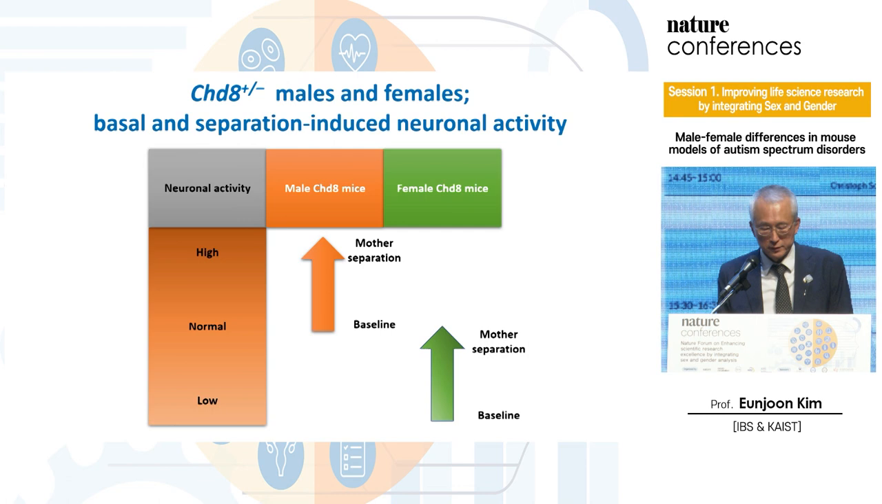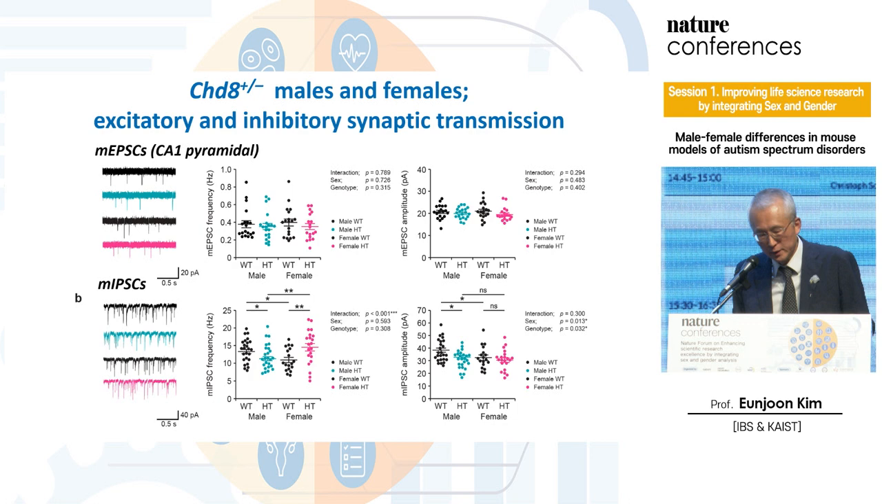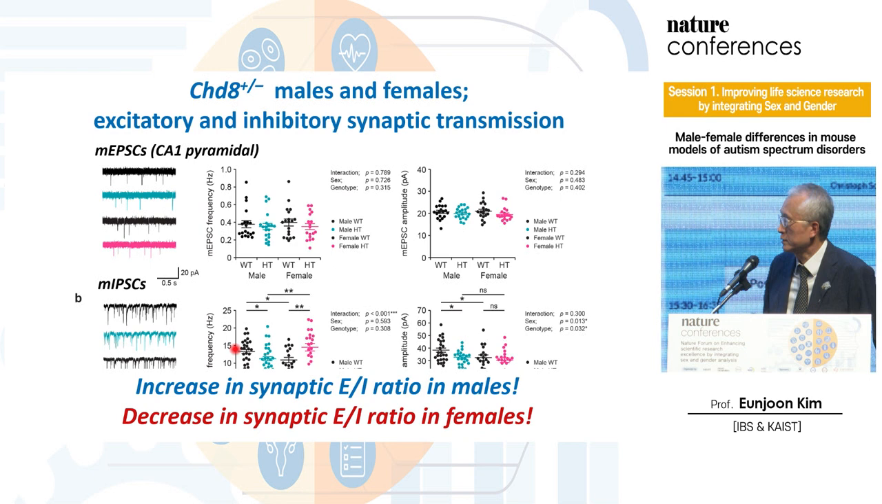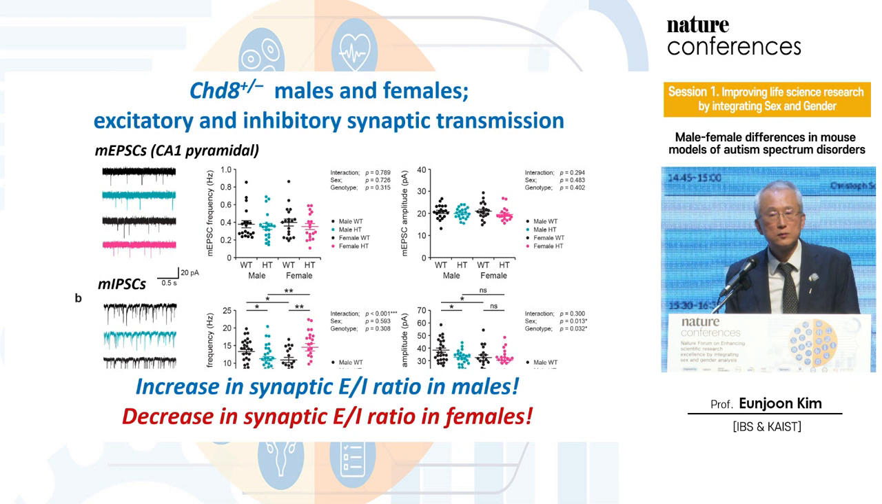So to better understand the molecular and synaptic mechanisms, we measured excitatory and inhibitory synaptic transmission. And then surprisingly, there were no changes whatsoever in the excitatory synaptic transmission. But when we measured inhibitory synaptic transmission, it was decreased in males, but increased in females. So there are some distinct changes in males and females that cause differential changes in synaptic excitation and inhibition ratios.